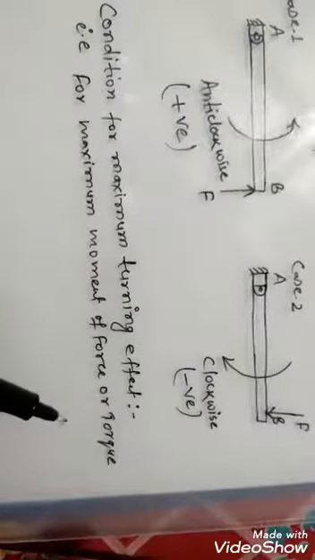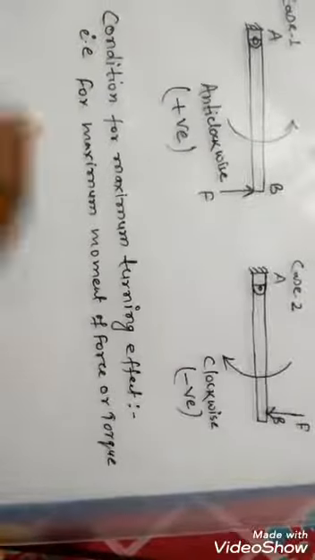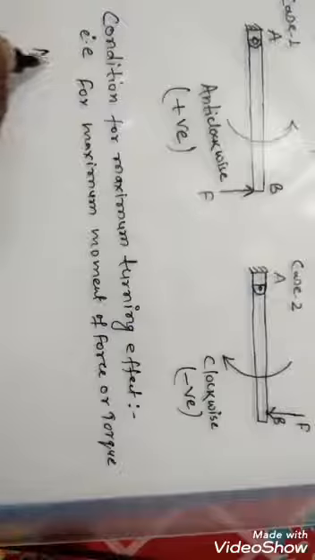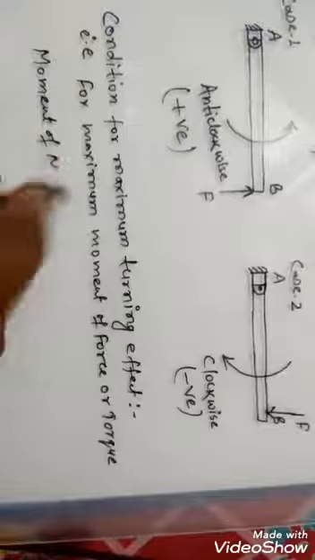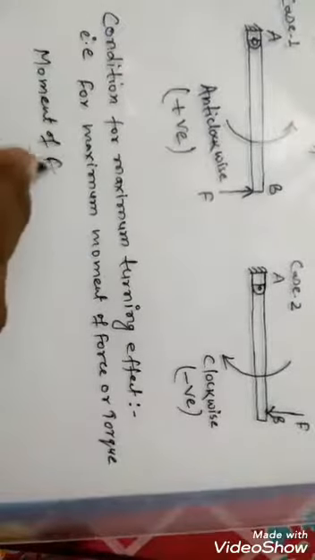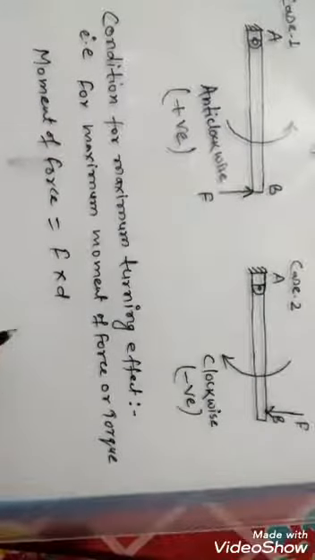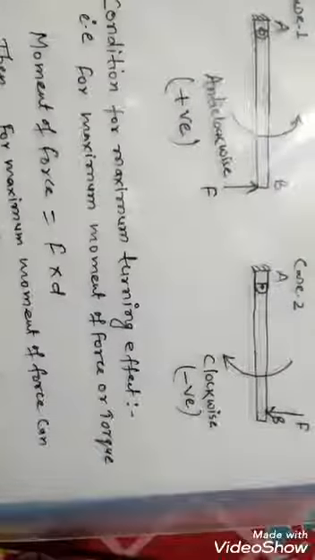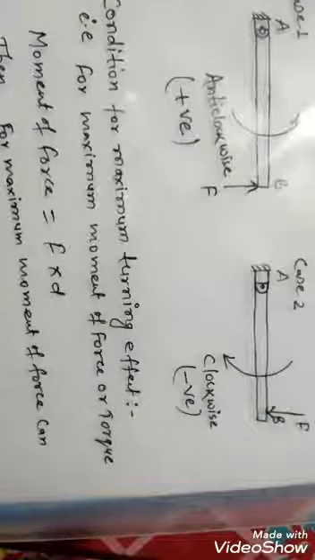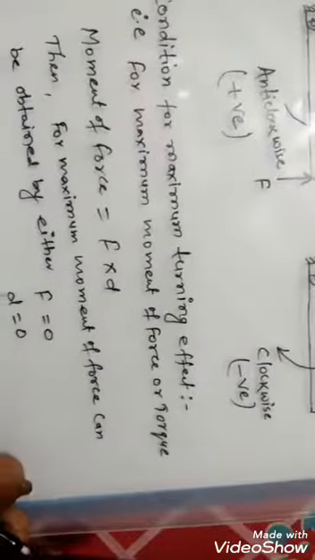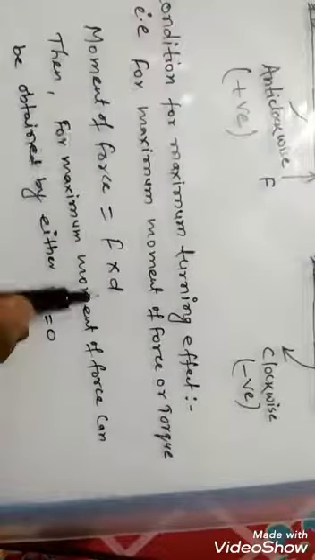Now, the condition for maximum turning effect, that is, for maximum moment of force or torque. Moment of force can be expressed as force into perpendicular distance. Then the moment of force will be zero if either F equals 0 or d equals 0.